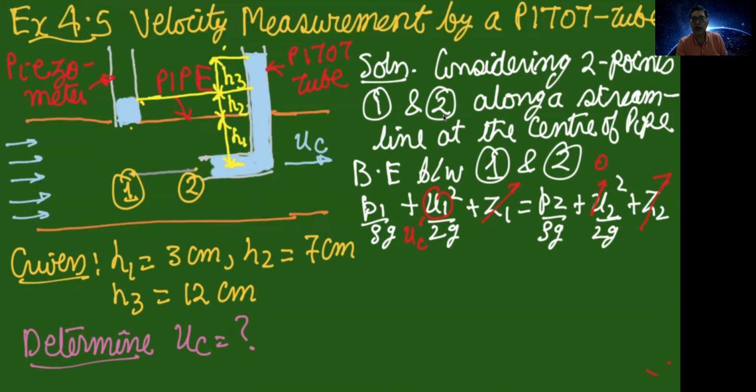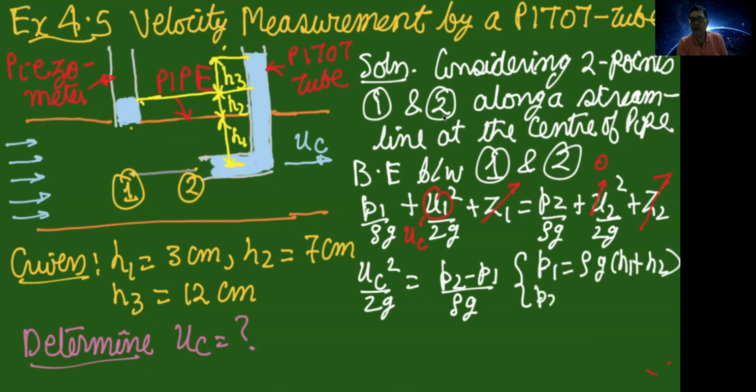Z1, Z2 cancel and U2 becomes equal to 0 as shown here. And U1 is equal to the center line velocity, which is UC, so we substitute it as UC. Then you get UC squared by 2 equals P2 minus P1 divided by rho g. Now P1 and P2 you can obtain. P1 is a static pressure that you can obtain by considering this level. To calculate P1, you will take rho g (h1 plus h2), and to calculate P2, it will be equal to rho g (h1 plus h2 plus h3) as shown here.